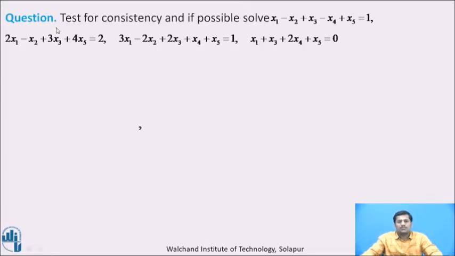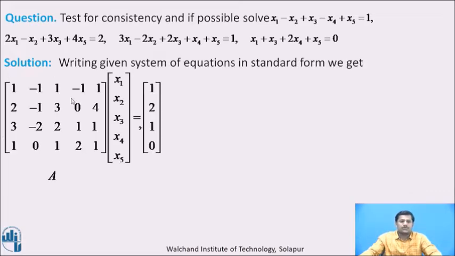Consider the first problem: test for consistency and if possible solve this system. Solution: first of all, we will write down the given system of equations in matrix form, where this is the coefficient matrix A, it is the matrix of unknowns and it is the matrix of constants. Now for better row transformation, consider the augmented matrix AB.